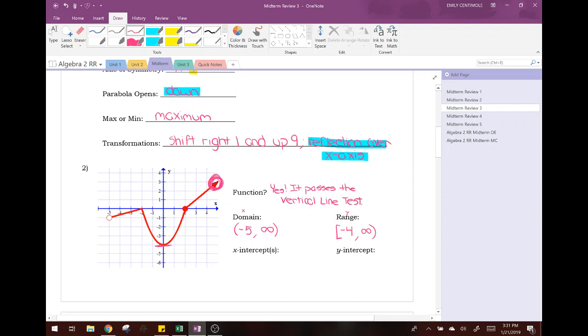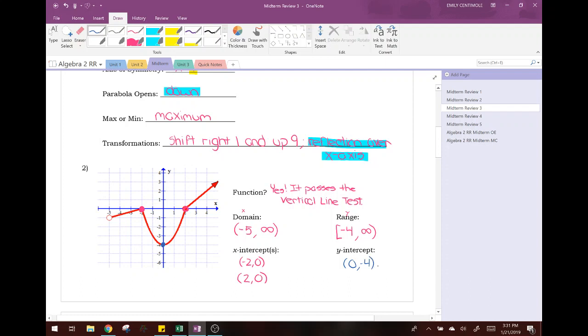Now my x-intercepts and my y-intercepts. So when I look at the x-intercepts, I want points along the x-axis. So I notice one x-intercept here. That's a coordinate -2, 0. And one right over here. That's a coordinate 2, 0. My y-intercept is going to be right across the y-axis. So that's the point here, 0, -4.